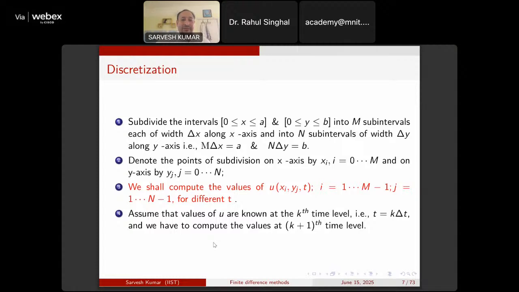As I told you, first we have to discretize the domain. For simplicity here, I have taken the mesh size delta x and delta y to be the same. This is my delta x along the x-axis and delta y along the y-axis. We have m intervals here and n intervals there. Let's say the points for x are x_i and for y are y_j. Now we shall compute the value of u at time t. I start from 1 because at the boundary I know the solution, so I don't have to worry about the boundary nodes, because it's a Dirichlet problem. The value is given there at the boundary nodes. Assume that the value at the kth level is known. Similarly, we can discretize the time level also, as k delta t. We have to compute the k plus 1 level. That's the job.